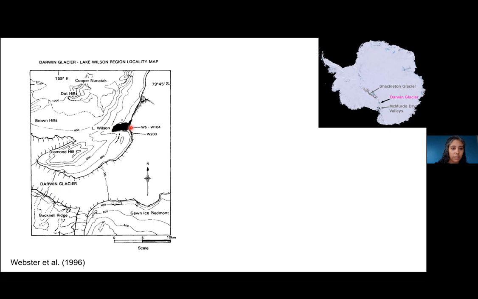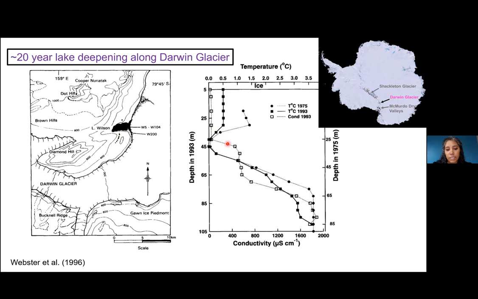So here on the right-hand side, we have another graph. We have temperature on the upper x-axis, conductivity on the bottom, and then we have lake depth in meters in 1993 and 1975 on the left and right, respectively. You can look at this and find some general trends, but what I find most interesting is just simply looking at the lake deepening.